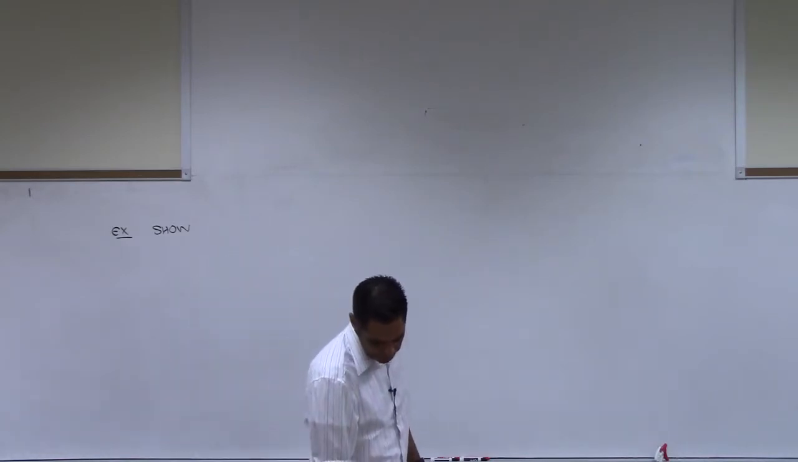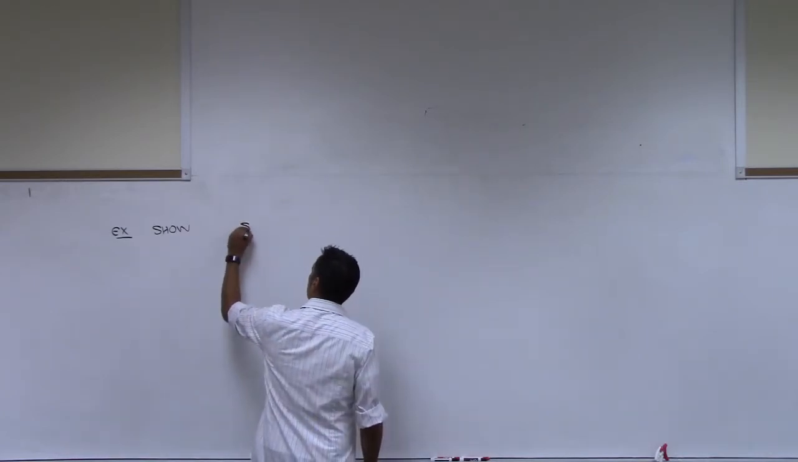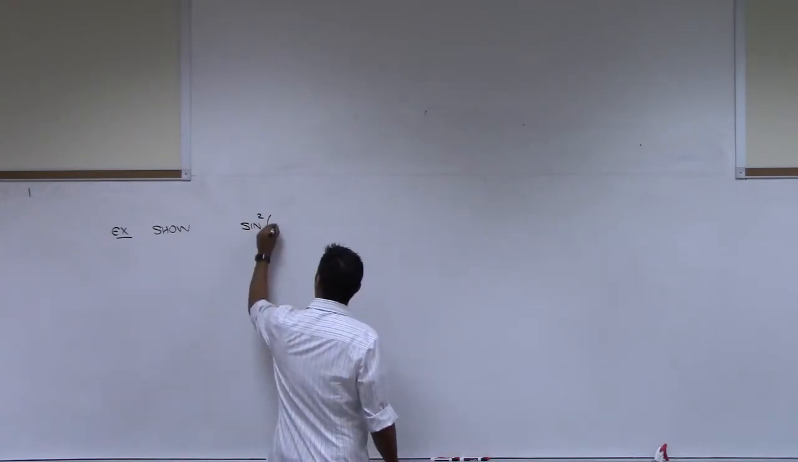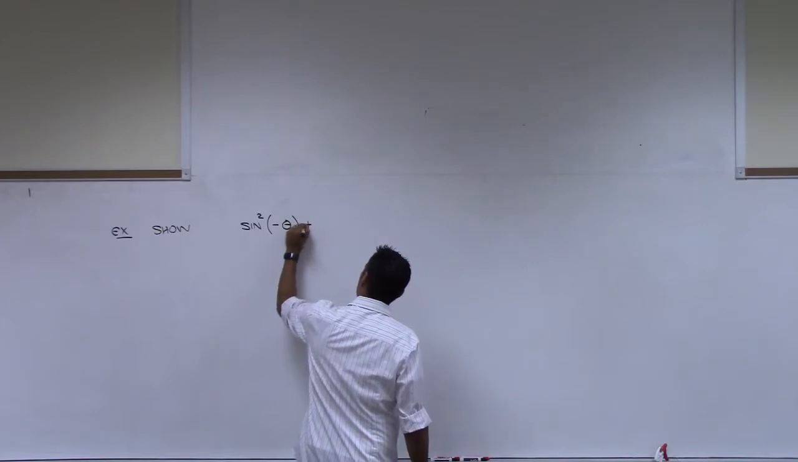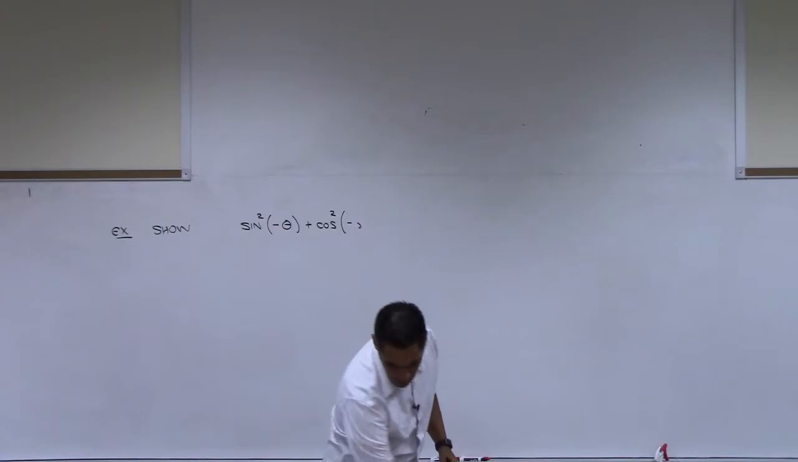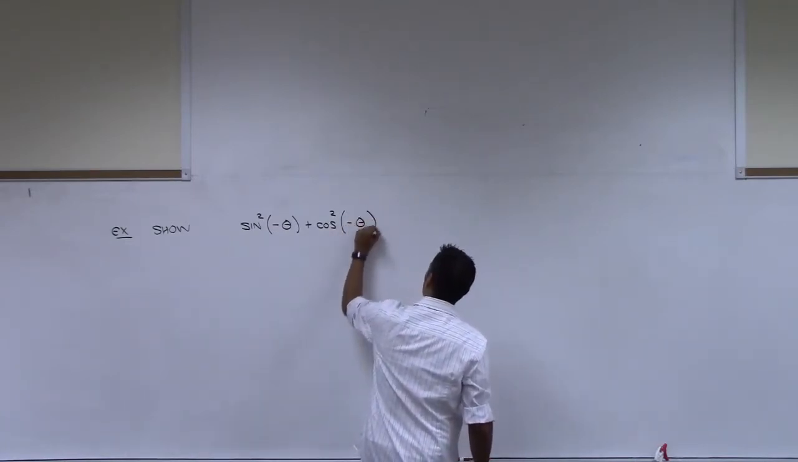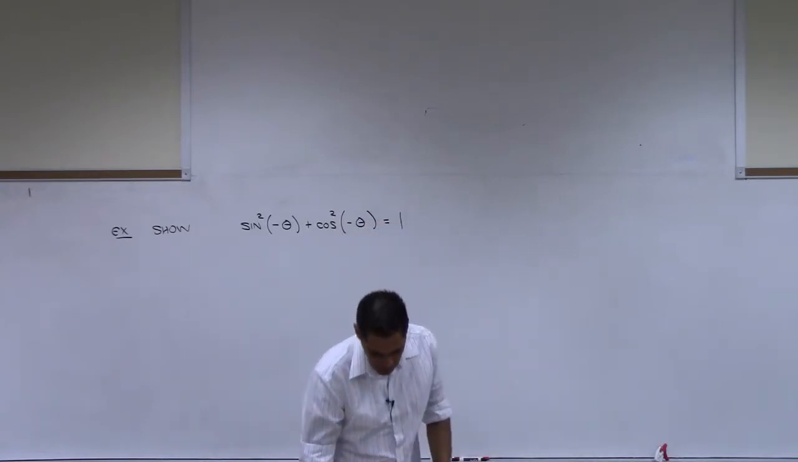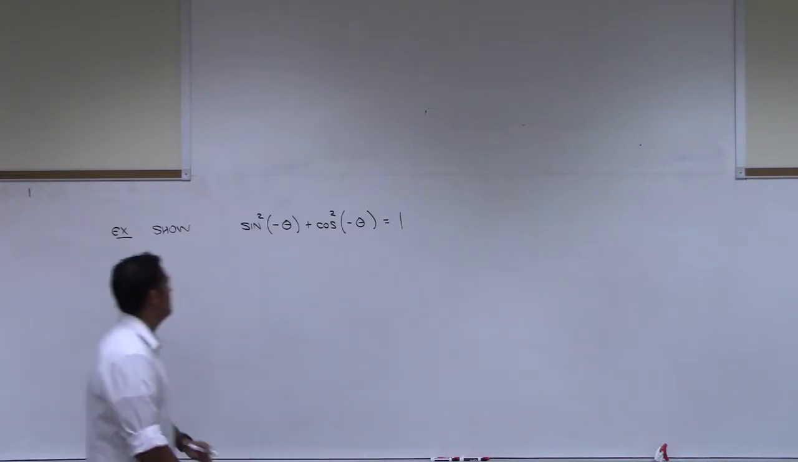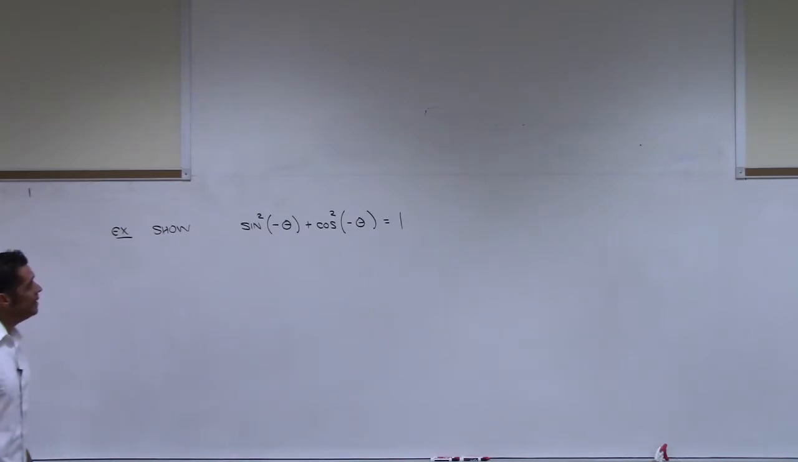So the next one, we want to show that sine squared of negative theta plus cosine squared of negative theta is equal to 1. This is a ridiculous problem. Is that really what they want? Okay. I don't know why they have this as an example, but it's in the book, so we'll do it.